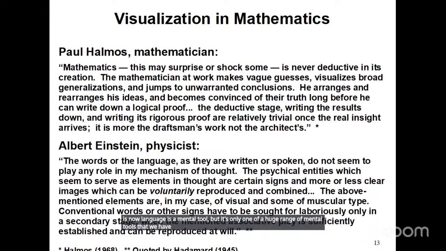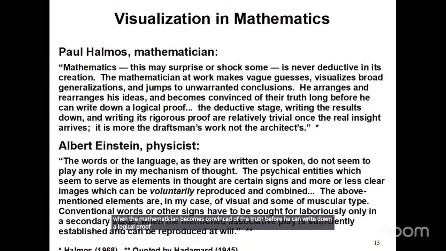Now, in mathematics, one mathematician said that mathematics is never deductive in its creation. The mathematician at work makes vague guesses, visualizes broad generalizations, and jumps to unwarranted conclusions. So mathematicians do not do precise thinking, especially at the very beginning. It's only at the final stage, when the mathematician becomes convinced of the truth, that he can write down a logical proof.